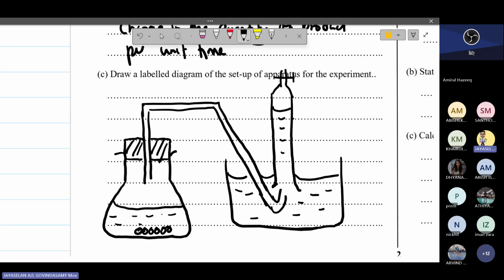Okay, then after that, the burette cannot stand without support. You just draw the retort stand. You already score 2 marks here. After that, you need 5 labels.